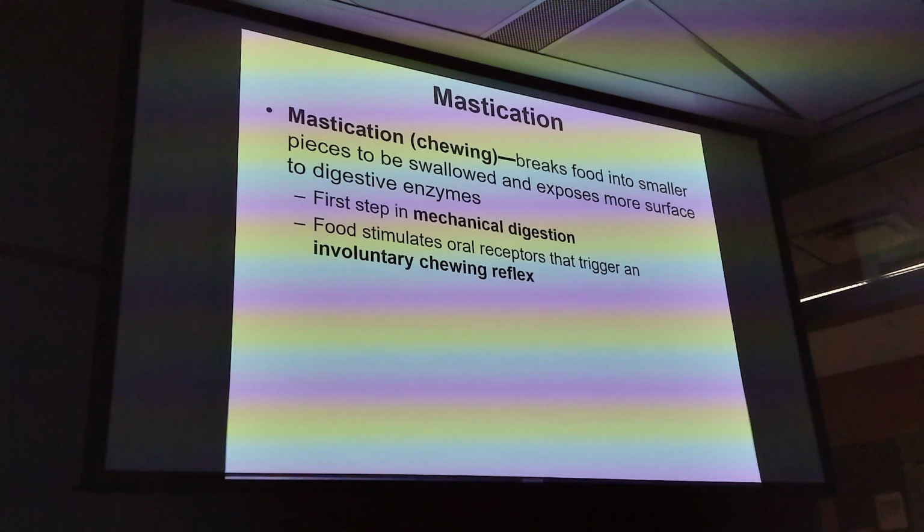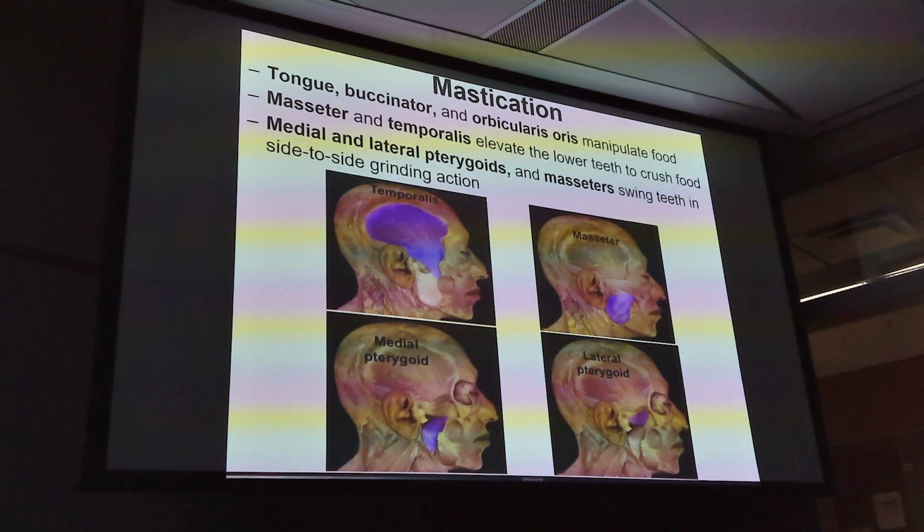Mastication, chewing. We have a lot of muscles that are associated with chewing. Hopefully you went through some of these when you were in 241, the temporalis. What bone is the temporalis over top of?